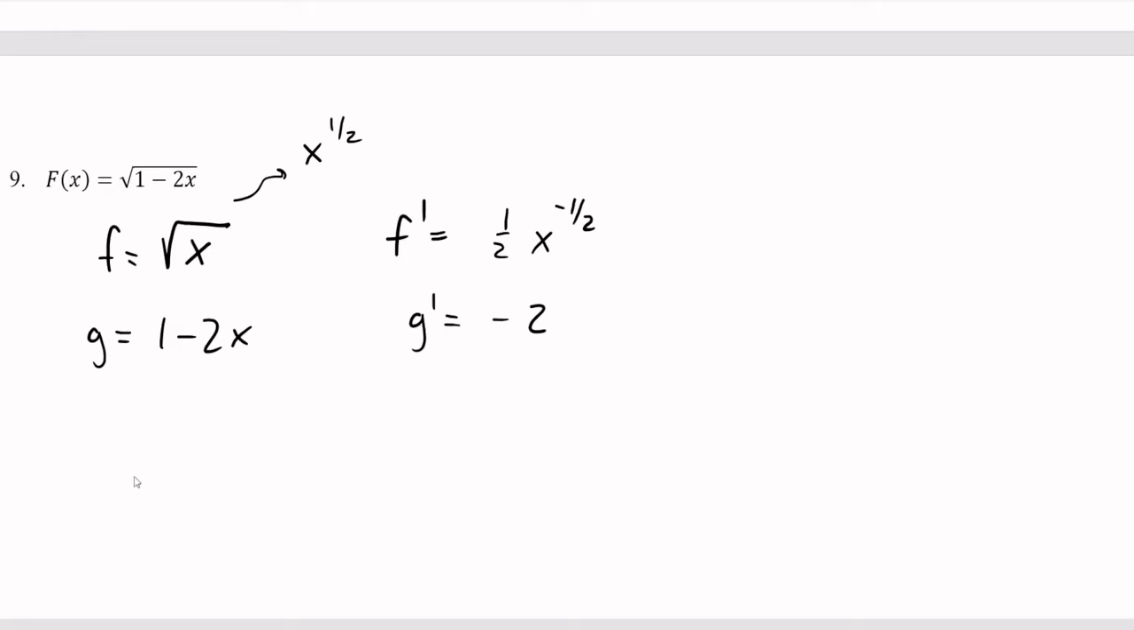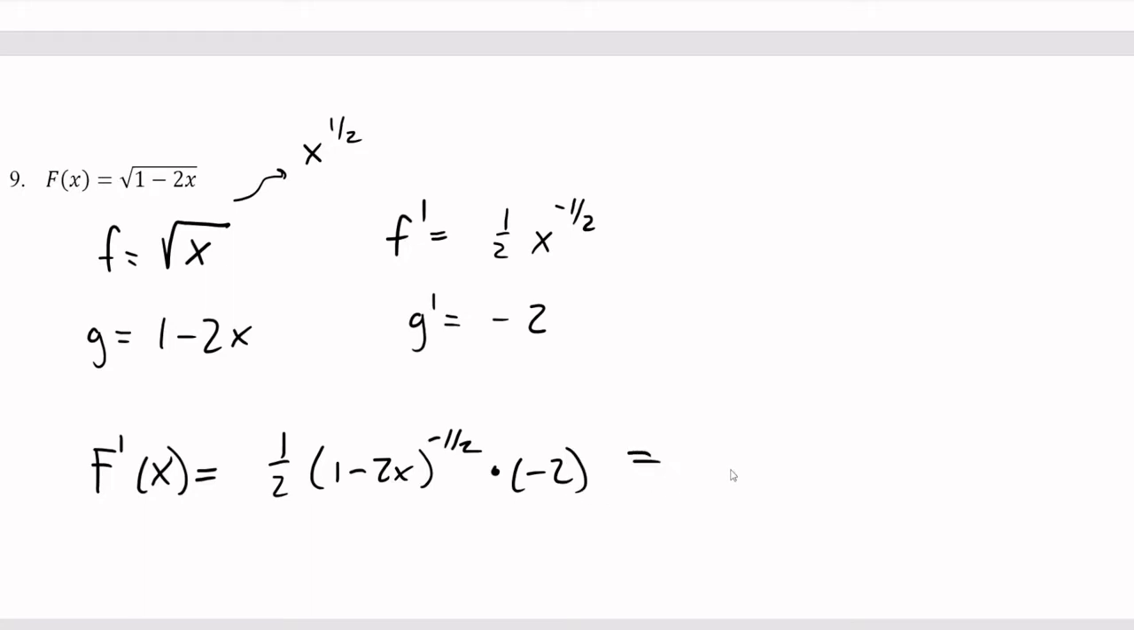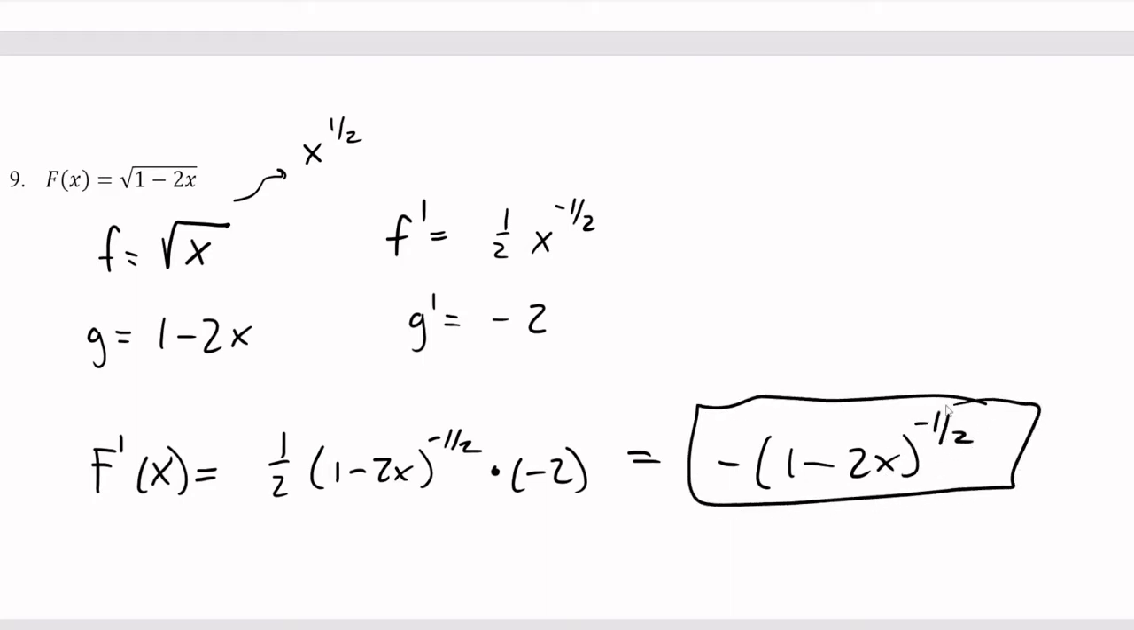Okay, now plug into the formula. Derivative of this composition will be, take this f prime, but careful, don't put x here. Whatever g was goes in there. 1/2 times (1 minus 2x) to the negative 1/2 times g prime. And we can simplify this a little bit. These two numbers combined. This is negative (1 minus 2x) to the negative 1/2. Boom. All right, let's keep going.